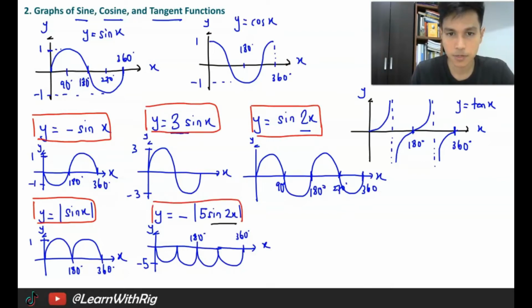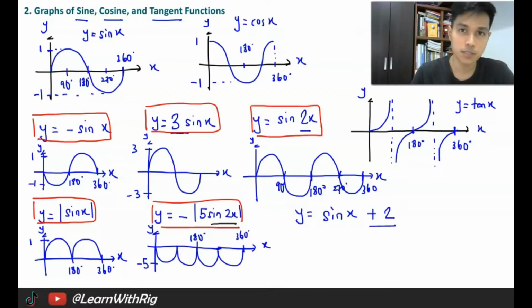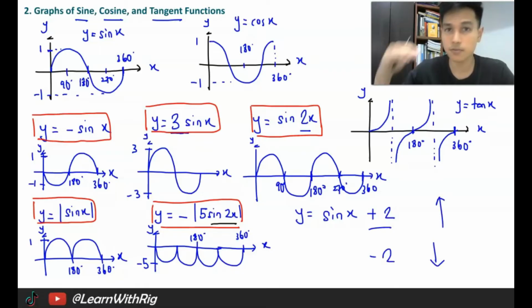A very simple one is, what if they give you something like this: y equals sine x plus 2. So now you have plus 2 behind. What the plus 2 means is you are shifting the graph up. If it's plus 2, that means you shift the graph up. If it's negative 2, you shift the graph down. Negative means down, positive means up, by 2 units. Plus 2 means 2 units. If it's plus 3, then 3 units.